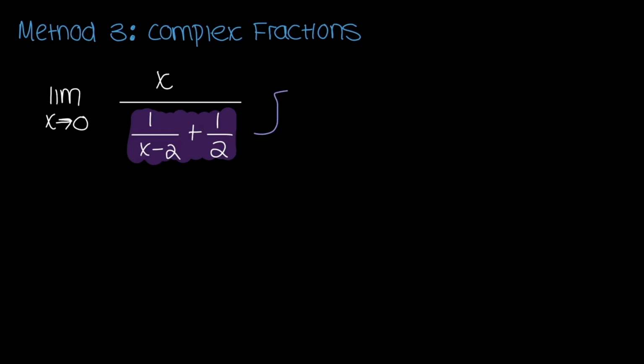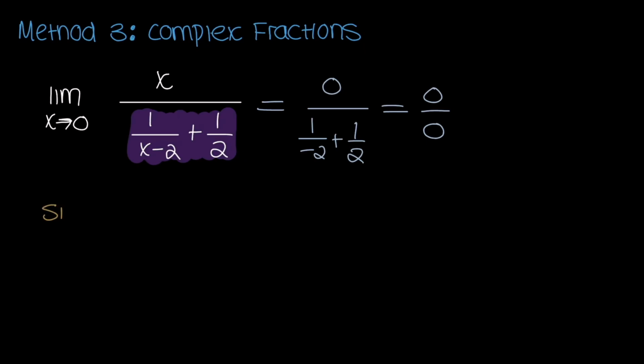And so how do you simplify complex fractions? Let's try doing it on the side. Oh, first of all, you do directly substitute. And so we can try directly substituting. Let's do that. I would get 0 over 1 over negative 2 plus 1/2, and that will give me 0. So yeah, we do get 0. But let's try to simplify our complex fraction. We're going to try simplifying 1 over x minus 2 plus 1/2.